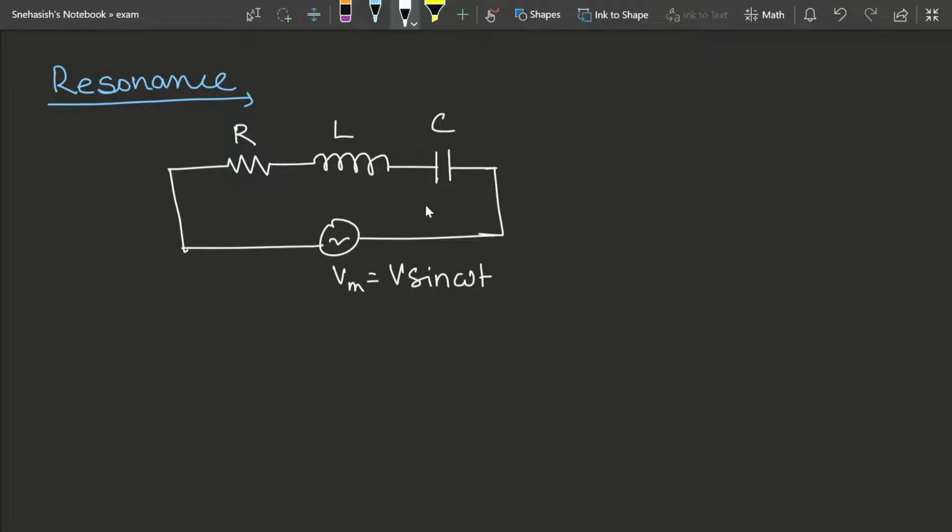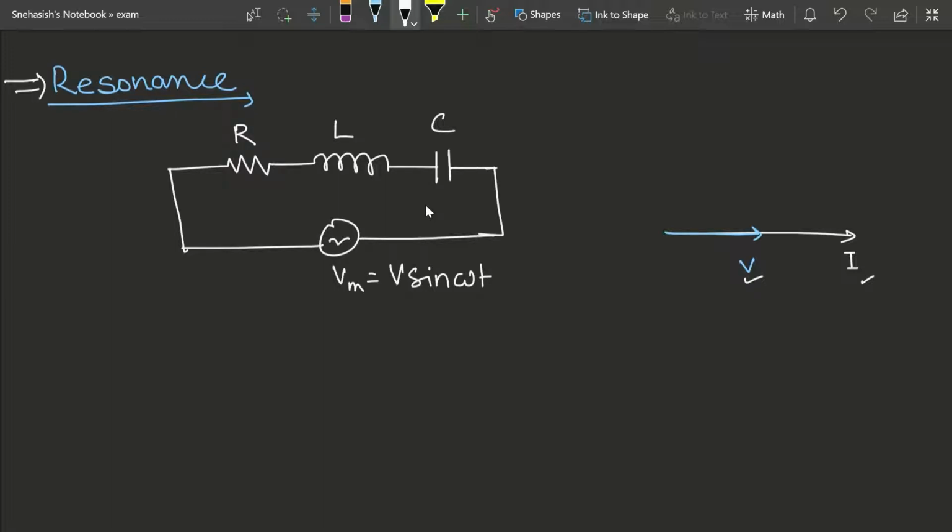its current and voltage will be in the same phase. So resonance defines stability. Okay, so here as you can see that the voltage and the current are in the same phase. Okay, so this is resonance, nothing else.